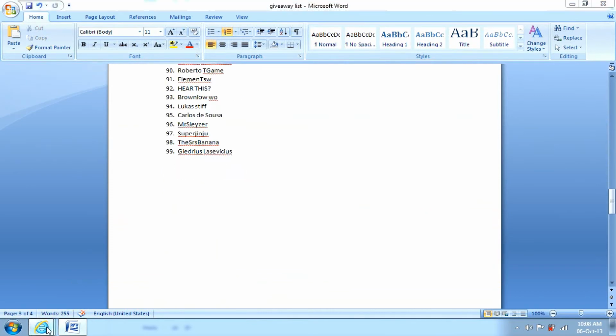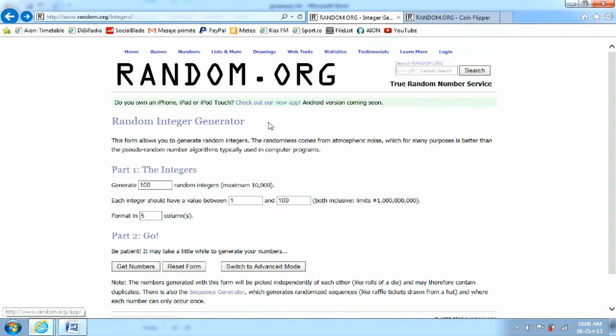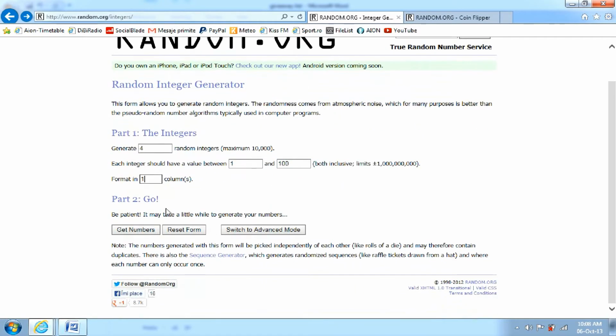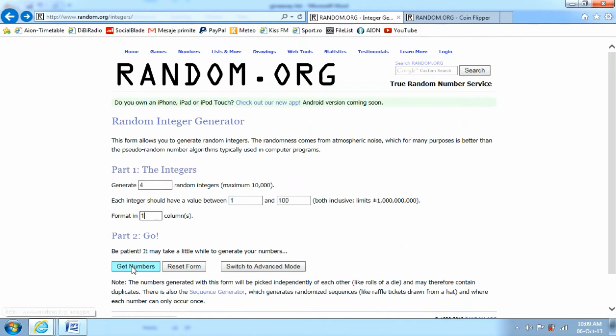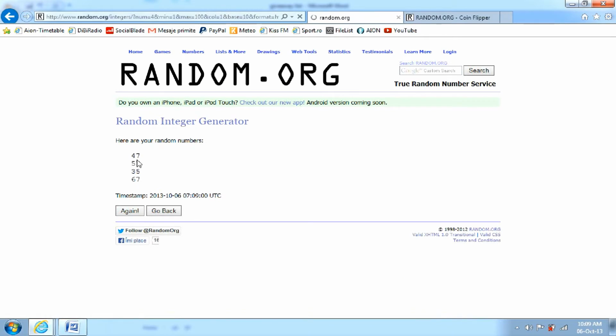And what you're gonna do with this? We're gonna go to random.org and we're gonna generate 4 numbers. That's my idea. For one column, we only need one column. So you made 4, but now only one column. 4 numbers between 1 and 100. 47, 57, 35, and 65.